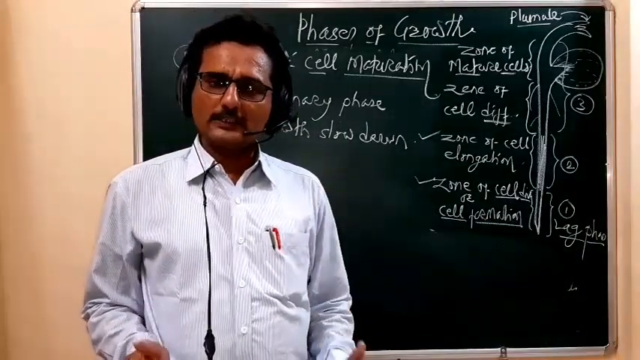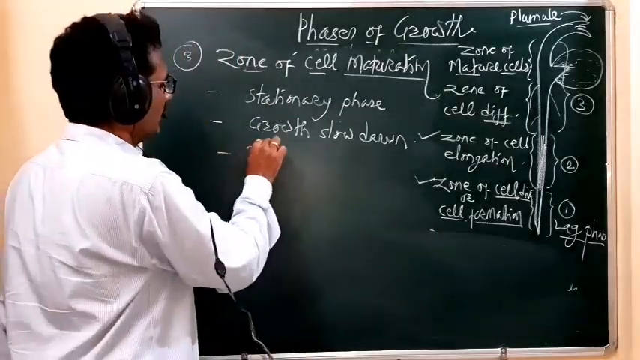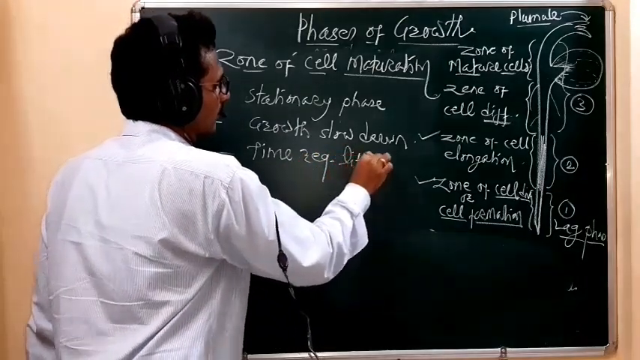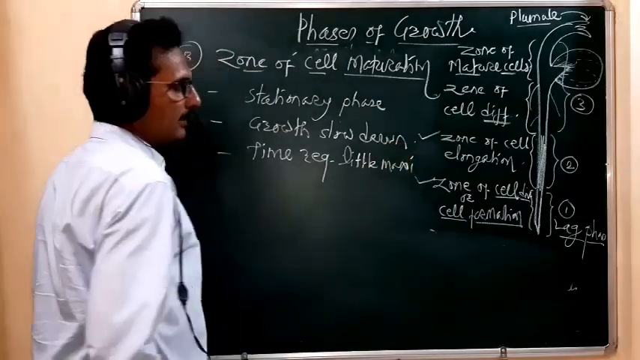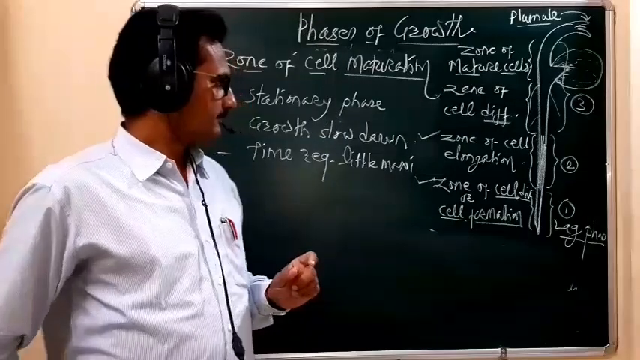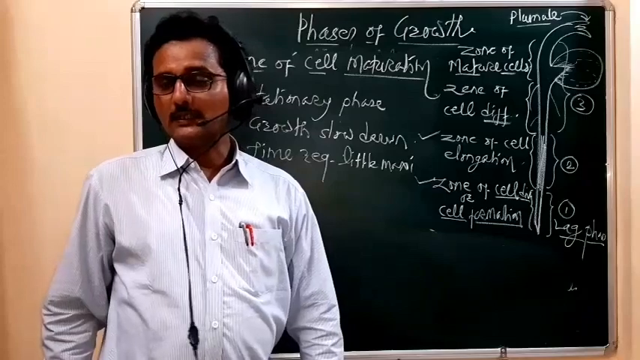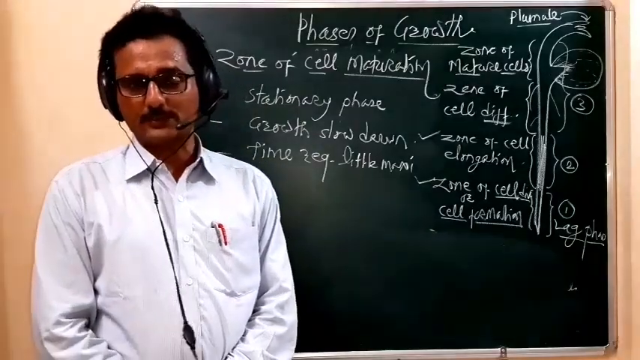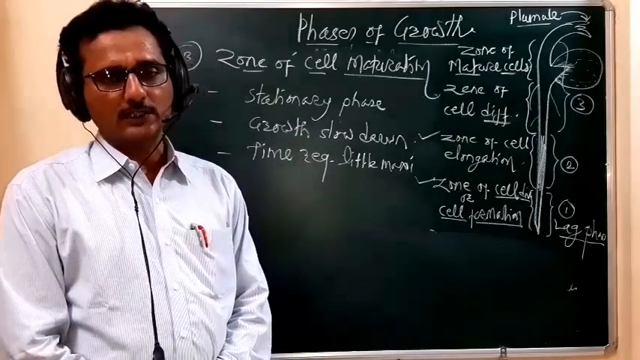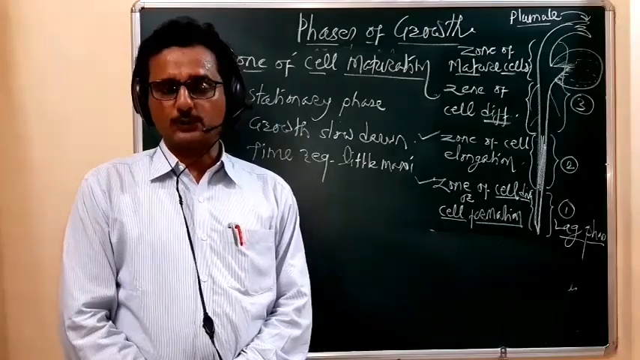But the time requirement is a little maximum. The time requirement is the maximum. So remember, students, in the zone of cell maturation, what happens? The cells get mature. First, all the cells get differentiated, and this is followed by cell maturation.